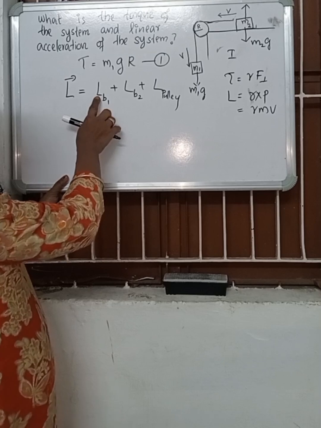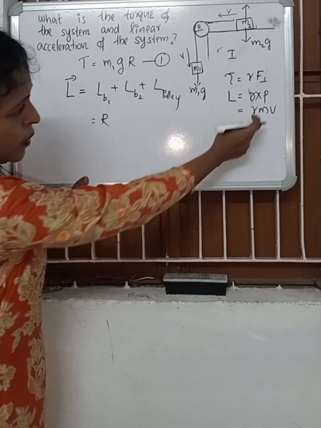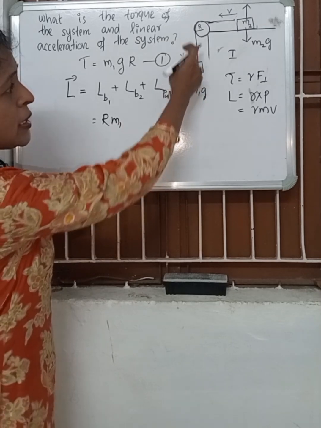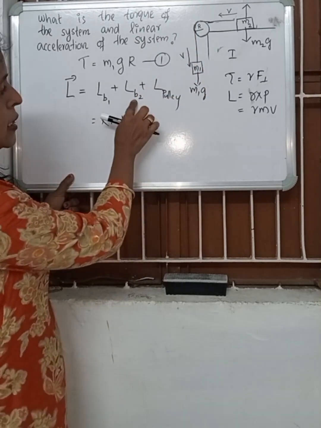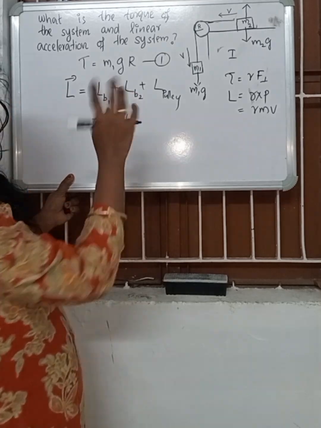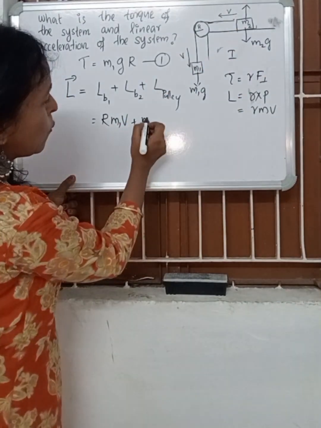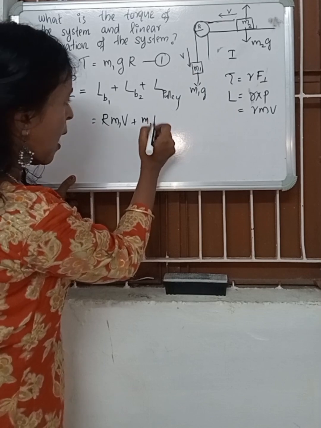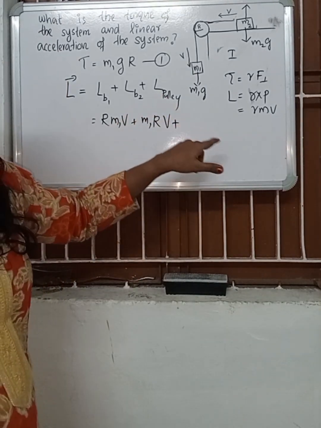So the angular momentum of block 1 is R into m1 into velocity. It is moving downward with velocity v, so it is R m1 v, plus the angular momentum of block 2, where the same equation we can use, that is m2 into R into v, plus the angular momentum of the pulley.